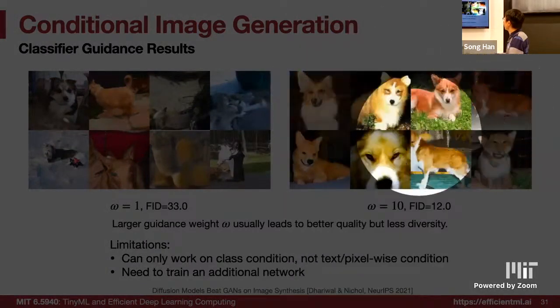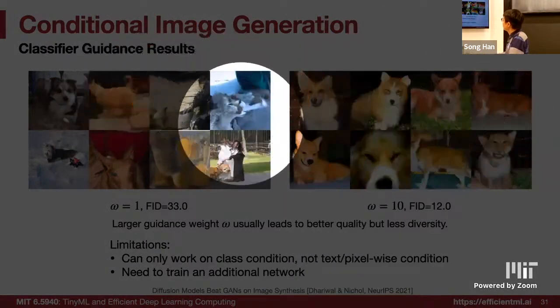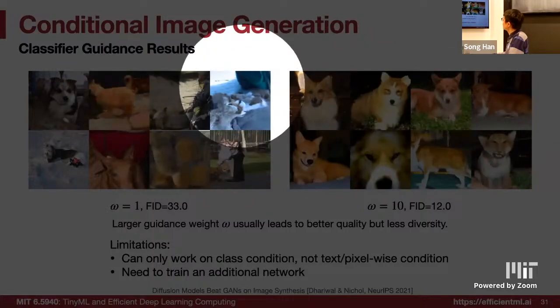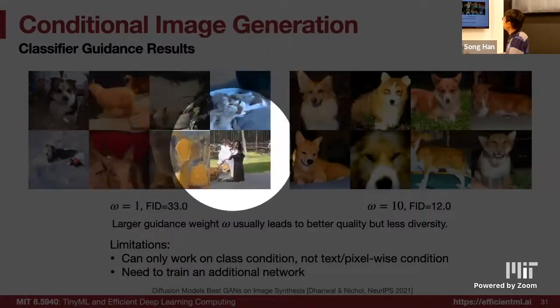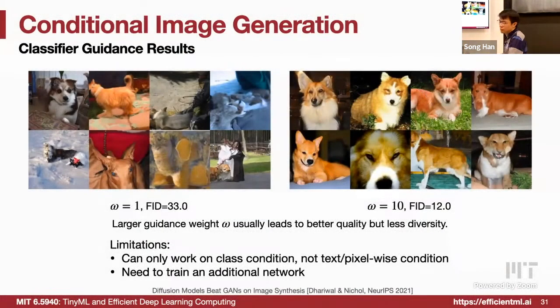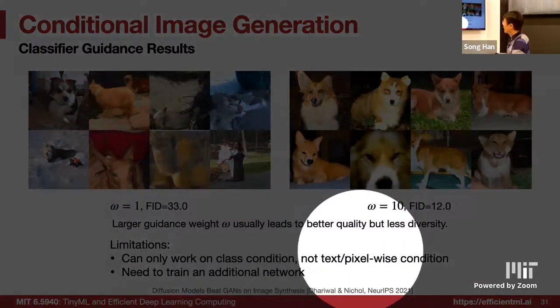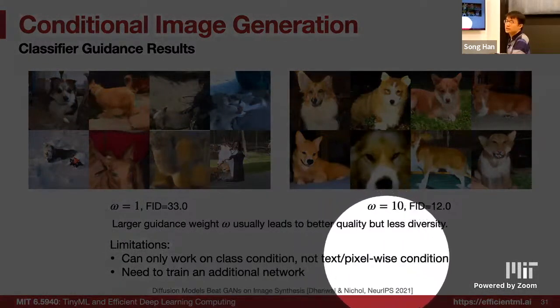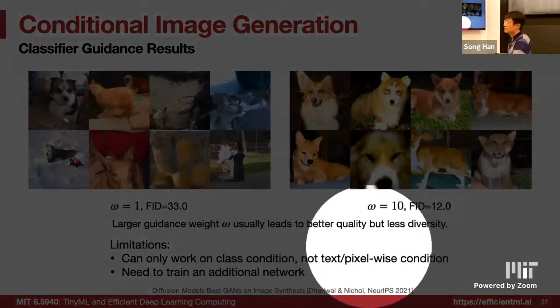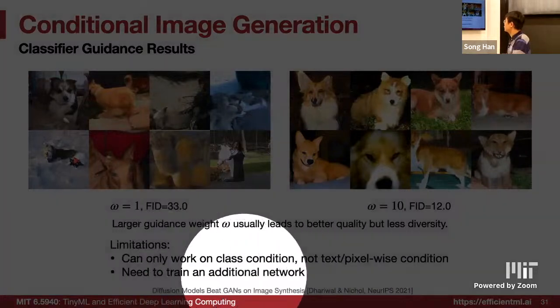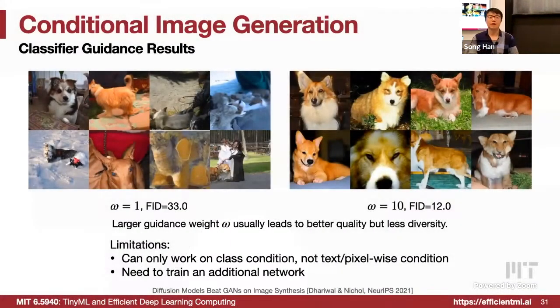So the diversity is very poor here, versus here it has many diversities on the grass and in the snow, but here the diversity is much poorer. So what is the limitation here? By using such classifier guidance, we can only work on class condition. Okay? There's no text or pixel-wise condition, since we have to predict the classifier. And we need to train an additional network, which is a classifier network, which is cumbersome.